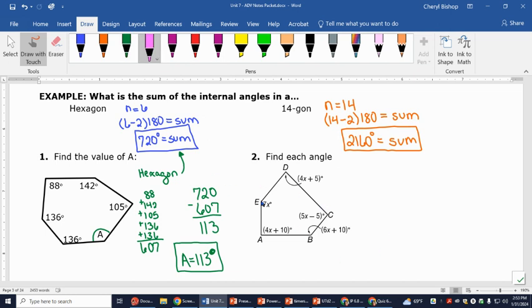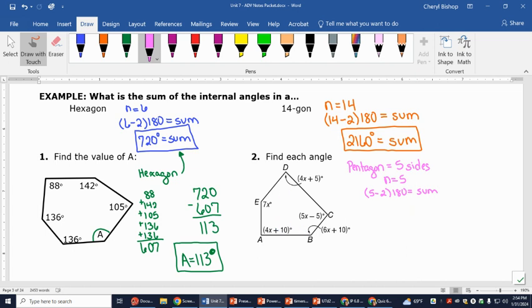And let's see how many sides we have. I'm going to start at A. 1, 2, 3, 4, 5. So this is a pentagon, which means we have 5 sides. So my value for n is 5. So when I do 5 minus 2 times 180, that's going to give me my sum of all 5 of these angles.